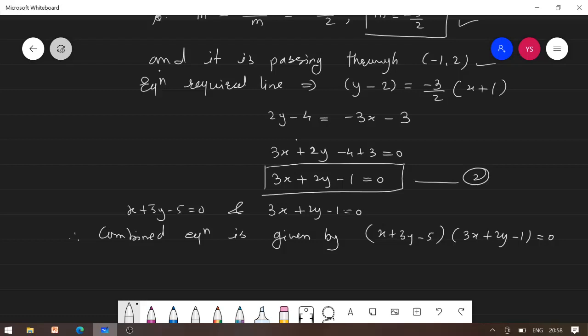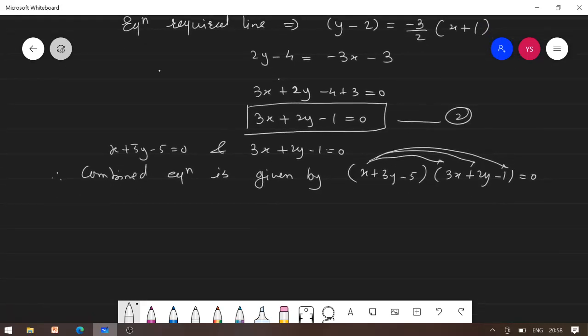Now use the distributive law. Try to distribute first x over the bracket, next plus 3y over the second bracket, and minus 5 over the second bracket. We might get 3x square plus 2xy minus x plus 9xy, 3 2s are 6y square, and 3 1s are 3, minus 3y, minus 15x, minus 10y, minus minus as a plus 5 equals 0.